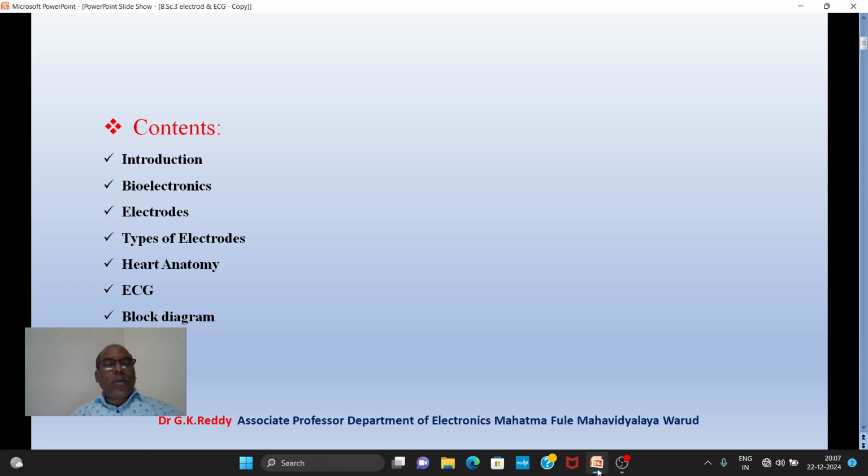Then which are the different types of electrodes? What exactly is the anatomy of the heart? What is meant by ECG? What is the block diagram of this ECG? And how does this ECG work?